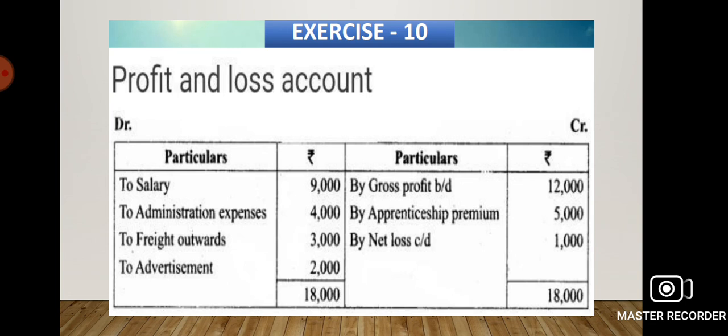So 18,000 minus 17,000 we get ₹1,000. The net result will be shown on the credit side of the profit and loss account. It will be considered a net loss, that is what we mean. So the difference value is known as net loss, ₹1,000.